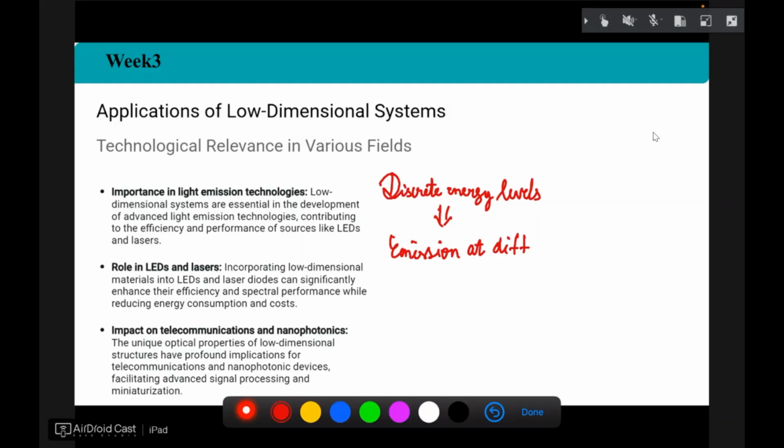What are the applications of low dimensional systems? Technological relevance in various fields. Low dimensional systems are essential in the development of advanced light emission technologies, contributing to the efficiency and performance of sources like LEDs and lasers. Since if there are discrete energy levels, it means emission at different wavelengths.